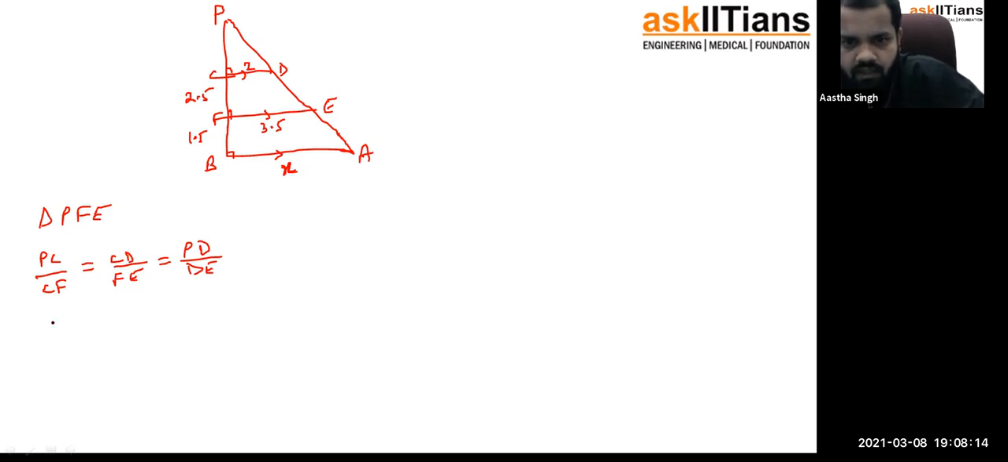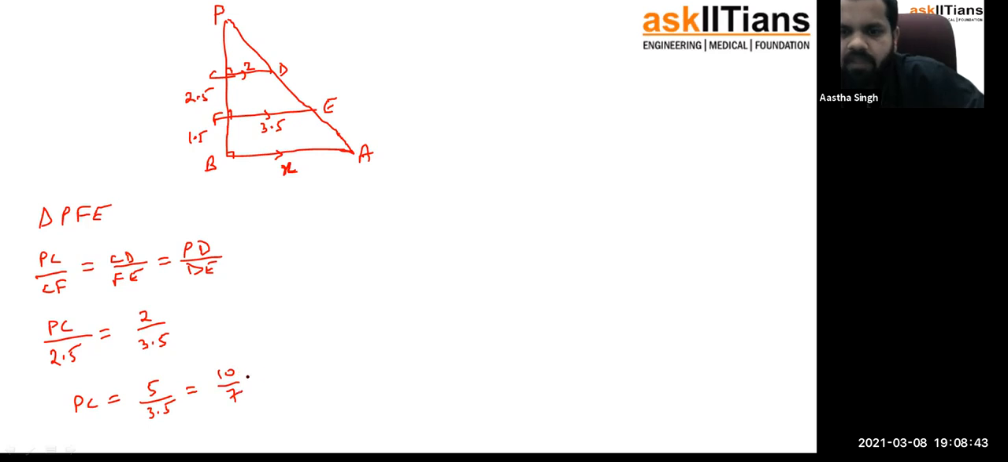So let us count PC. CF is 2.5, CD is 2, and FE is 3.5. So you can write PC is equal to 2.5 into 2 is 5 divided by 3.5. You will get PC as 10 upon 7. Okay, guys, because in triangle PFE, you can write PC upon CF equal to PD upon DE by BPT theorem, right?